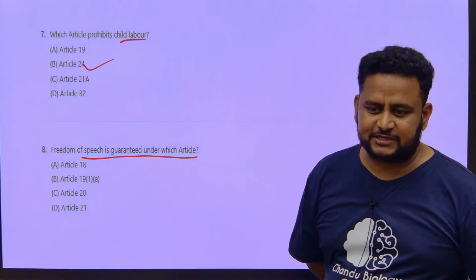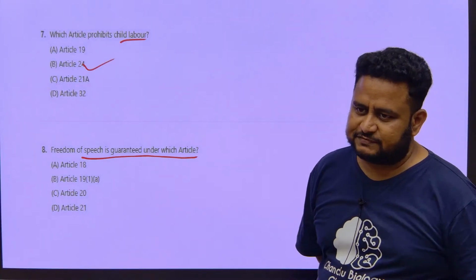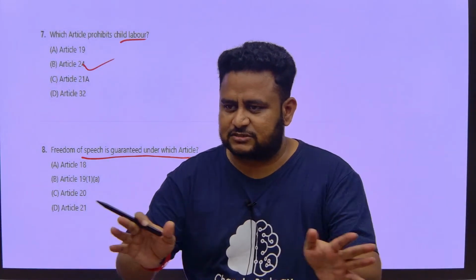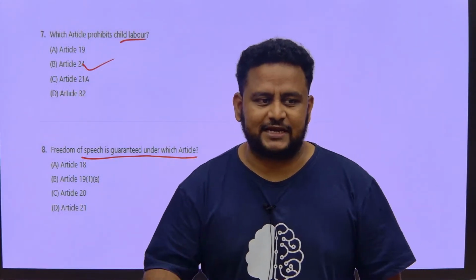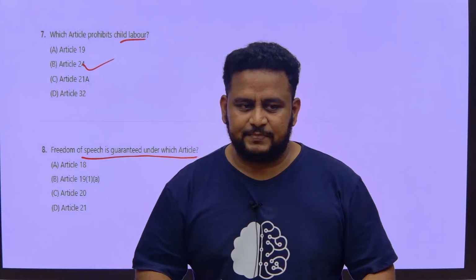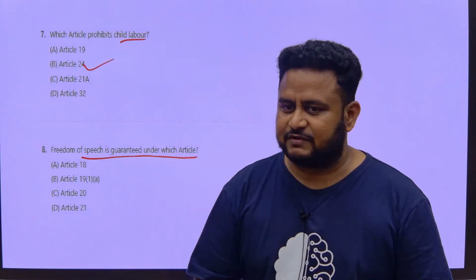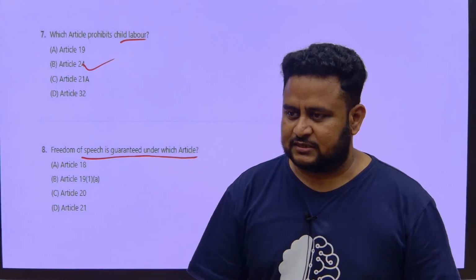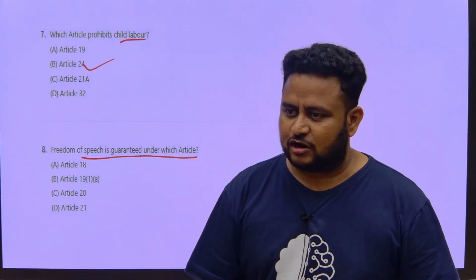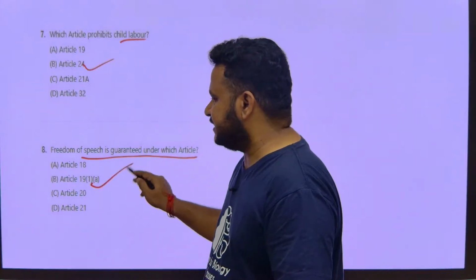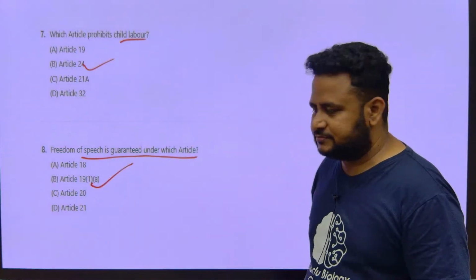Freedom of speech and expression. That is 19(1)(a). 19(1)(b) is what? You will assemble. 19(1)(c) is what? Associate. 19(1)(d) is what? Movement. (e) is residence, (f) is occupation. So 19(1)(a) is freedom of speech.